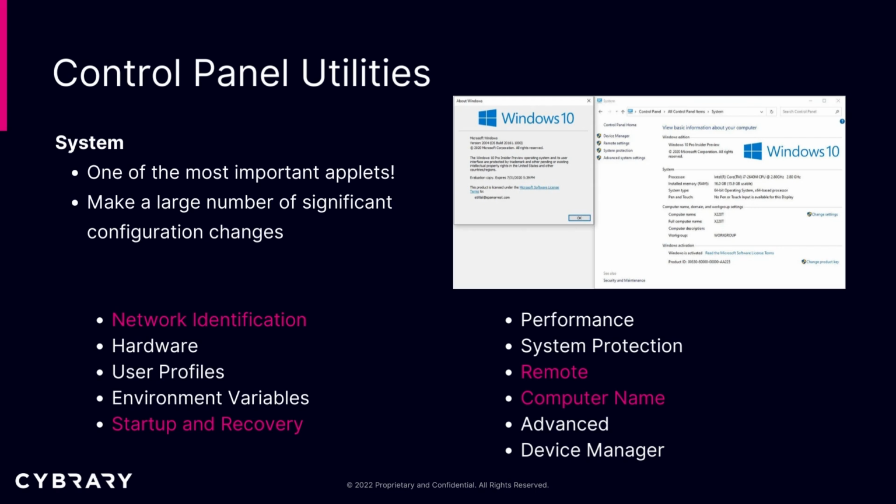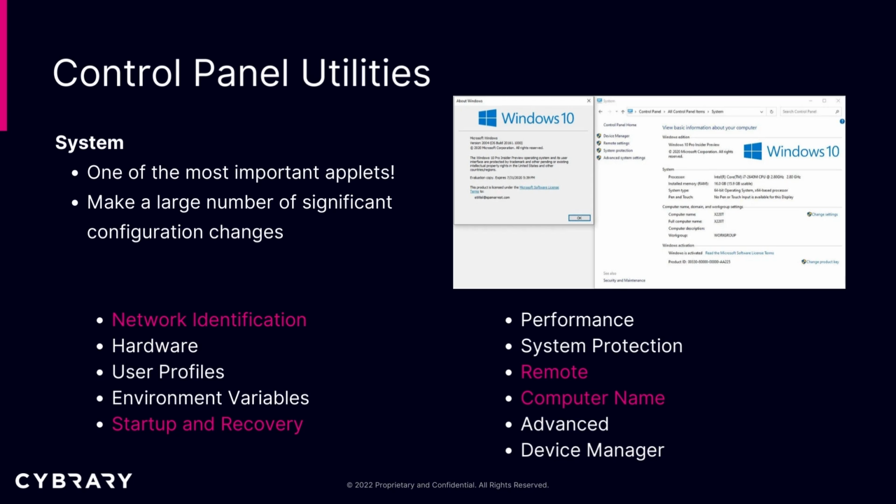The system. Now, the system component is probably one of the most important applets in the operating system. In this applet, you can make the most significant changes to the operating system. These are just some of the things that you can do from the system piece of the applet. Network identification. In here you can change the network ID that it's connected to. The device manager, which we covered previously. Hardware, how the hardware in your machine is being used. User profiles, settings and configurations for users on the system.